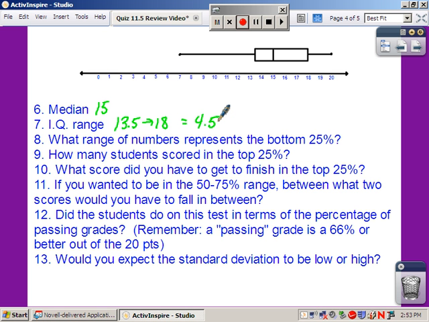What's the range of numbers that represents the bottom 25%? Well, you should know that the box and whisker plot is divided into percentages. This represents 0, 25, 50%, 75, and then the 100% mark. So the bottom 25% is the left whisker, and it goes from 7 up to 13.5.